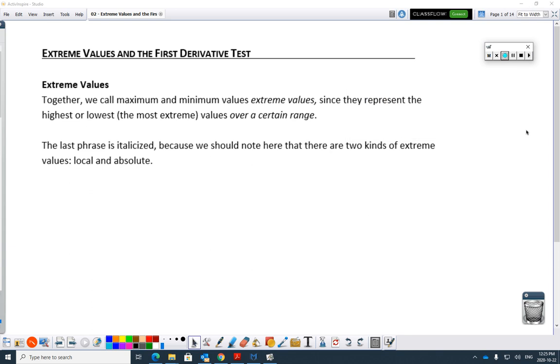Extreme values and the first derivative test. It's so good. This line of thinking is finally complete.